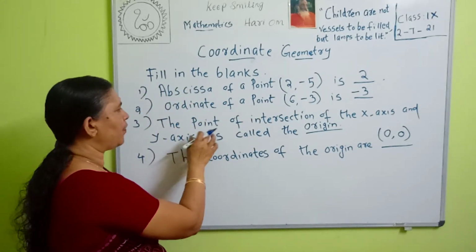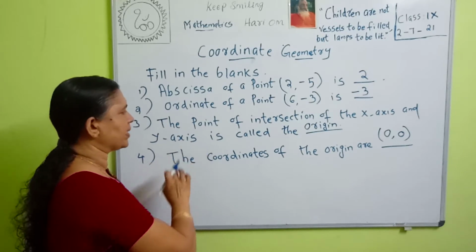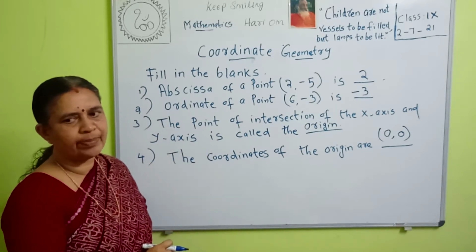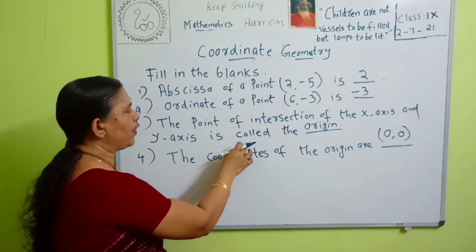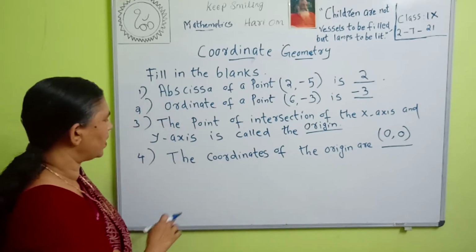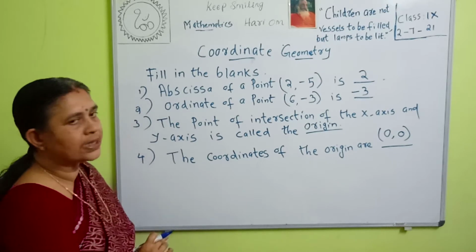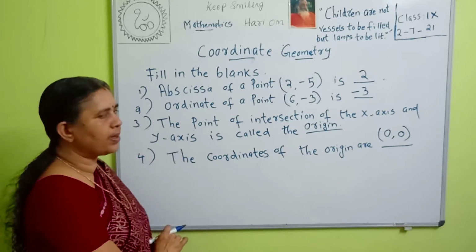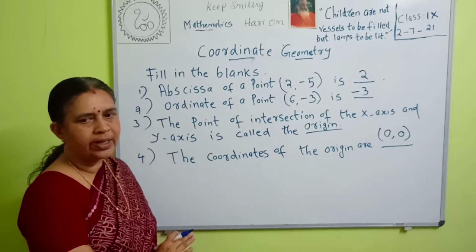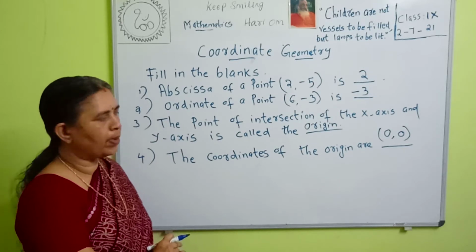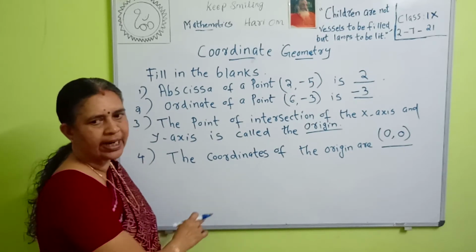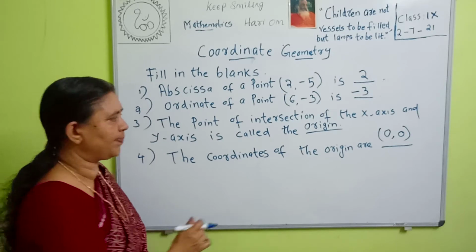Then the point of intersection of the x-axis and y-axis: the x-axis and y-axis meet at a point. That point is called the origin. Then fourth question, the coordinates of the origin are (0, 0). At the origin, the x coordinate is 0 and the y coordinate is 0. You remember it.